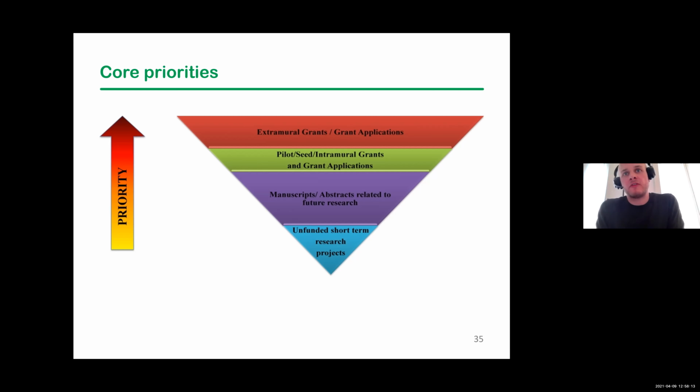After the grants, our manuscripts and abstracts are the next highest priority. Many times those also require some amount of funding, but we'll talk about that in a moment. And then finally, the lowest priority for us are unfunded short-term research projects that are meant to be hammered out in a couple of weeks and don't have funding tied to them. Those often take a backseat. I mentioned earlier that we do service hundreds of studies a year, and we do get to everything, but the ones towards the bottom of the triangle usually have to wait a little bit longer than the ones towards the middle and top.